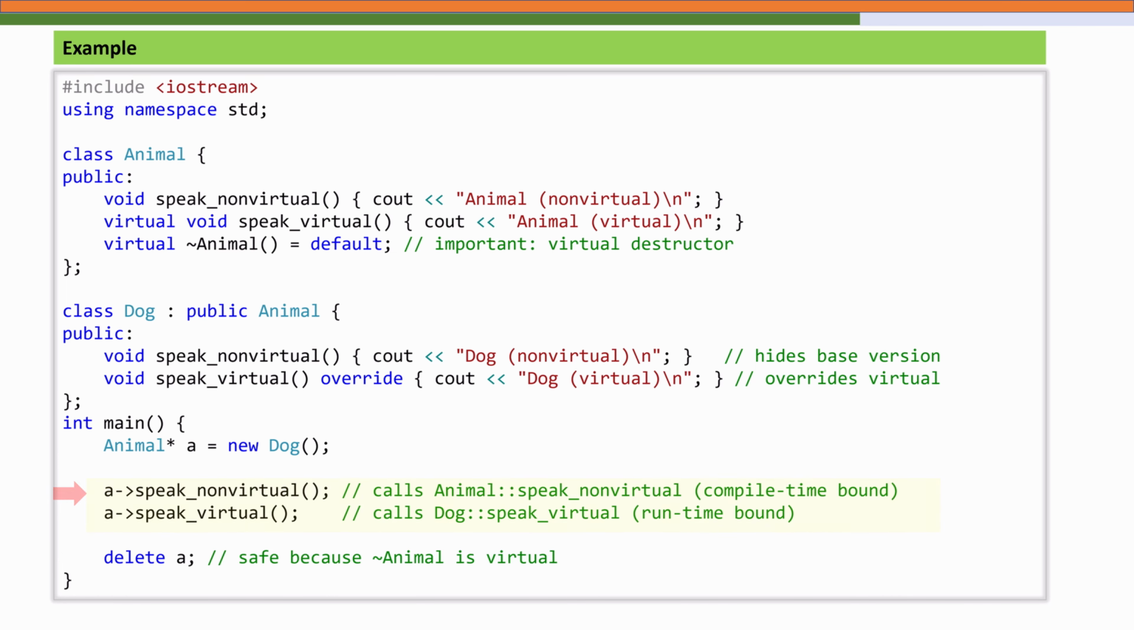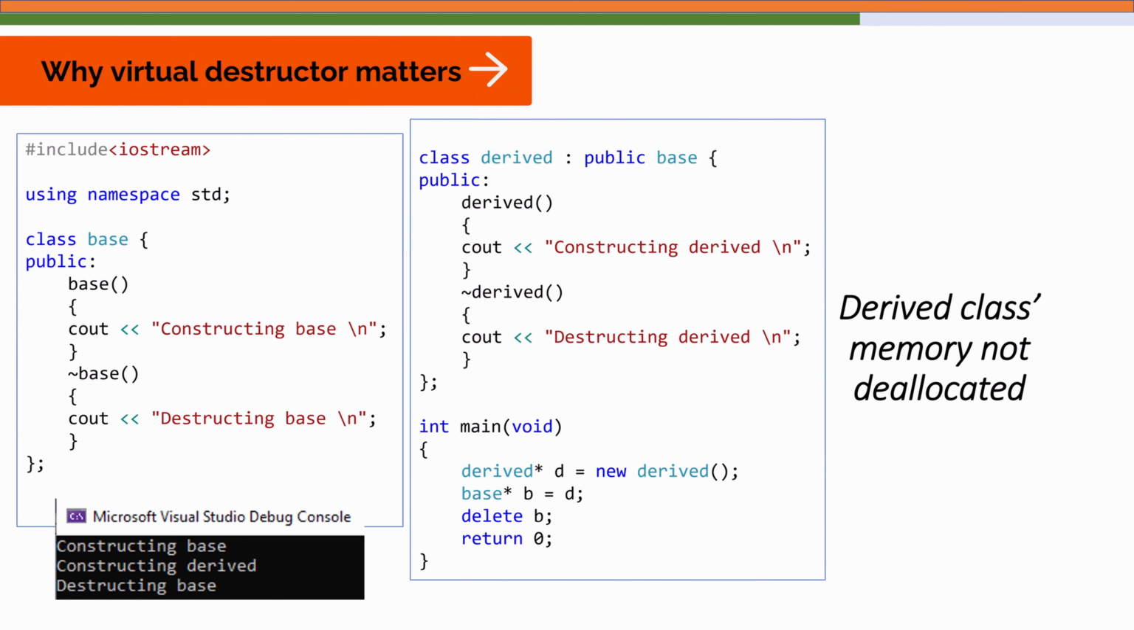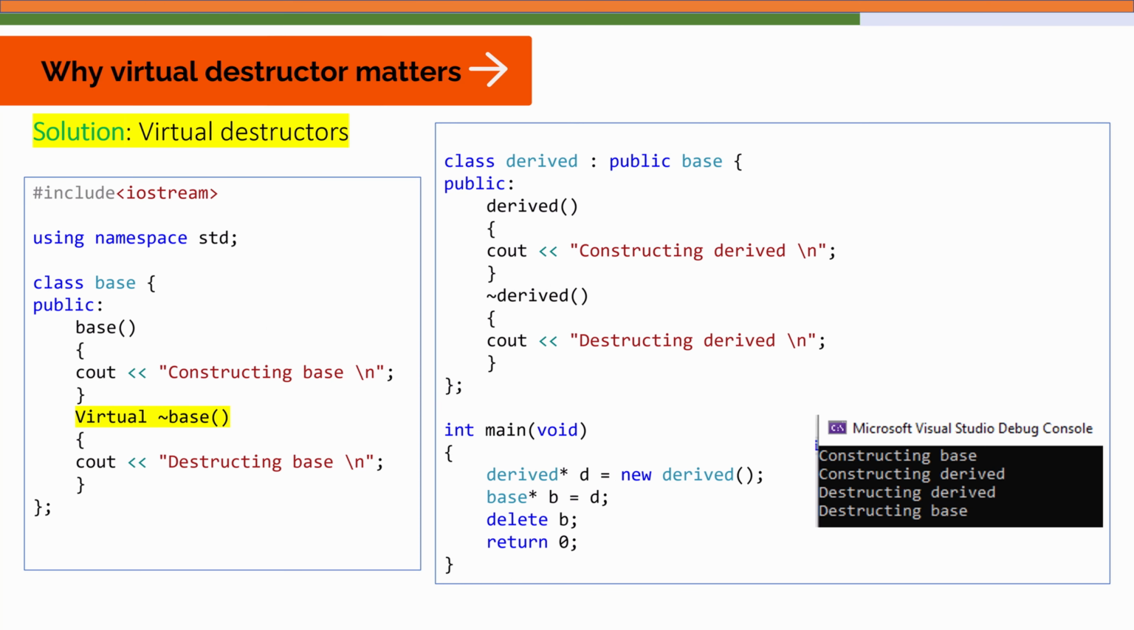If a base class destructor is not virtual, deleting a derived object with the help of a base pointer will not call the derived destructor. This causes resource leaks. So make base destructors virtual if the class is meant to be used polymorphically.